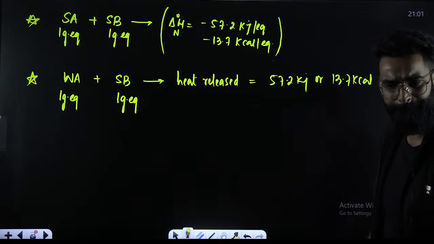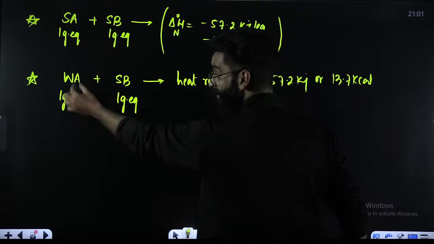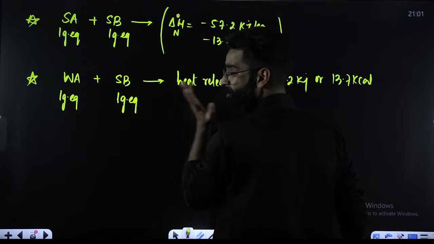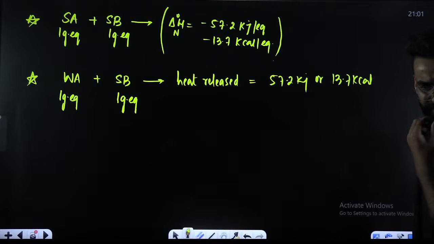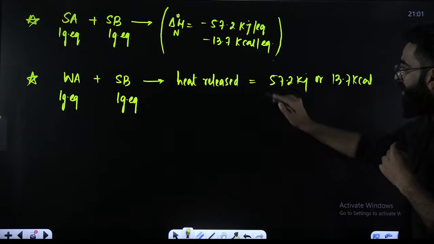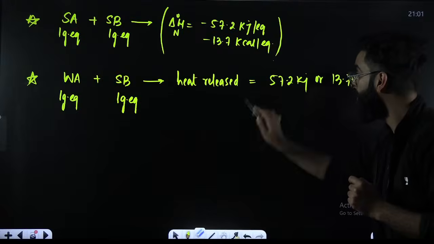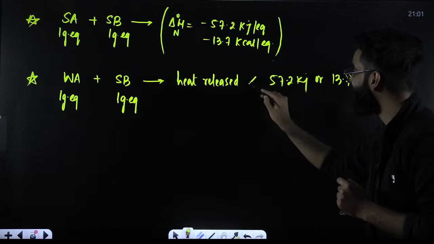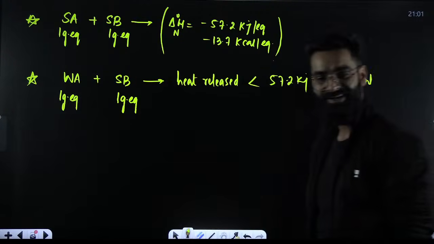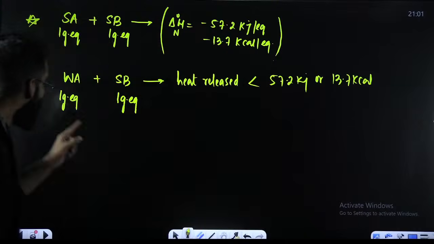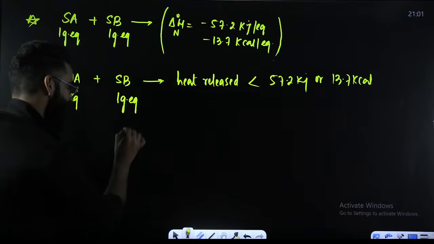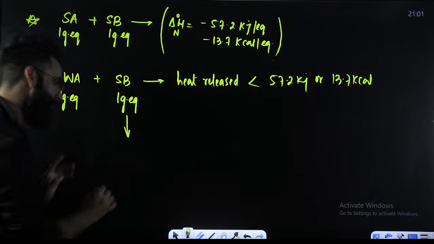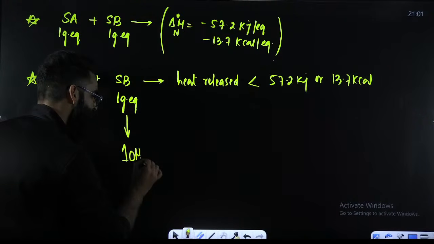Will it be the same? Over here, I took 1 gram equivalent of weak acid and 1 gram equivalent of strong base, right? So will the heat release be this much? What do you think? No. Heat released will be less than this. Why is that? Since we have taken 1 gram equivalent of strong base, from it definitely you will get 1 mole of OH-.